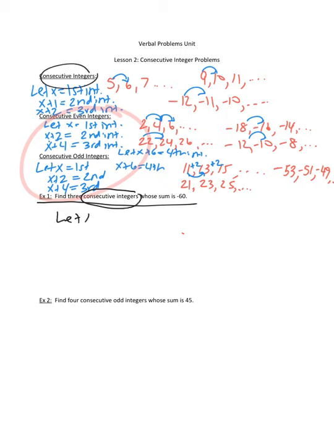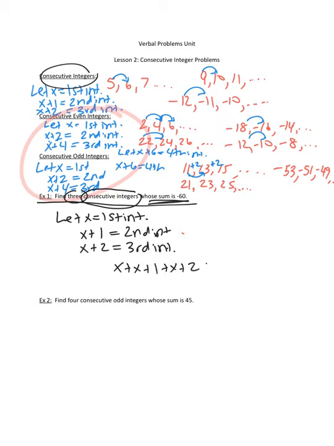So you say let x equal the first integer. Let x plus 1, because they're consecutive, equal the second integer. Now there are 3, so I'm going to do this again for a third one. X plus 2 equals the third integer. And it says whose sum is negative 60. So when I add them up, x plus x plus 1 plus x plus 2, their sum is negative 60. And now I solve. I have 3x plus 3 equal to negative 60. I subtract 3. 3x equals negative 63. I divide by 3.